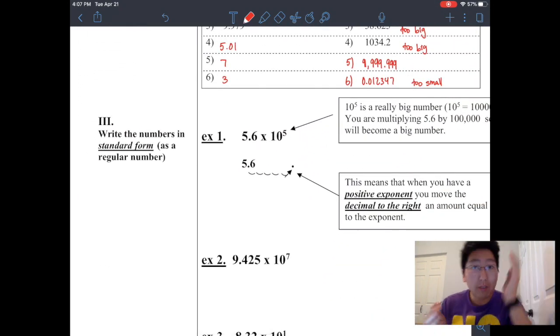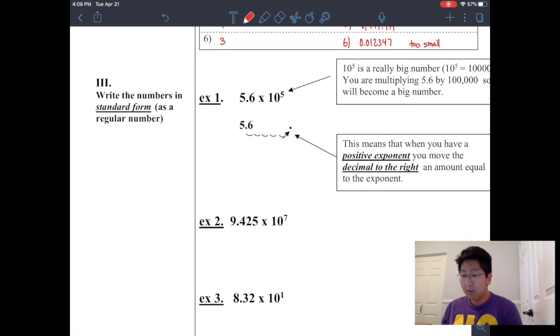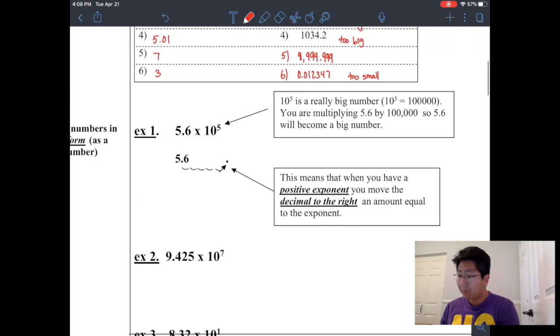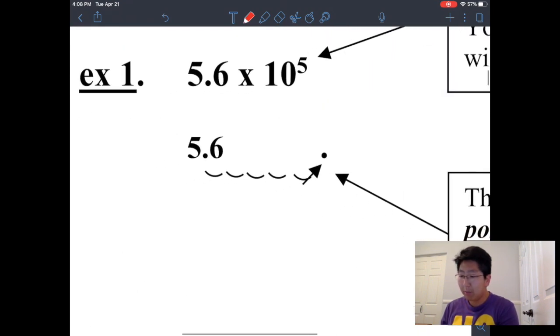Hopefully the C value makes sense to you. If you're able to find a C value, right, a number that is greater than or equal to 1, but less than 10, this is going to be a piece of cake. So here, write the numbers in standard form as a regular number. So right here, this example is in scientific notation. 5.6 times 10 to the 5th.